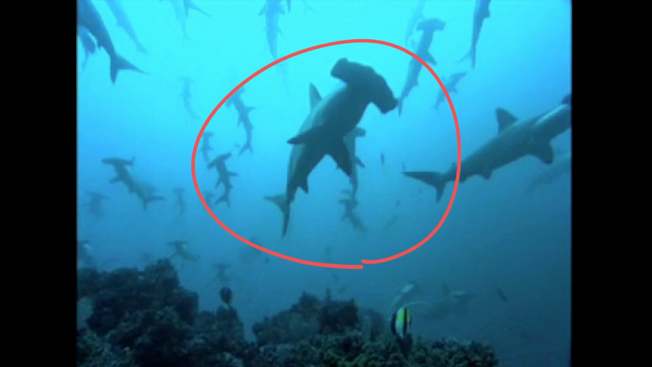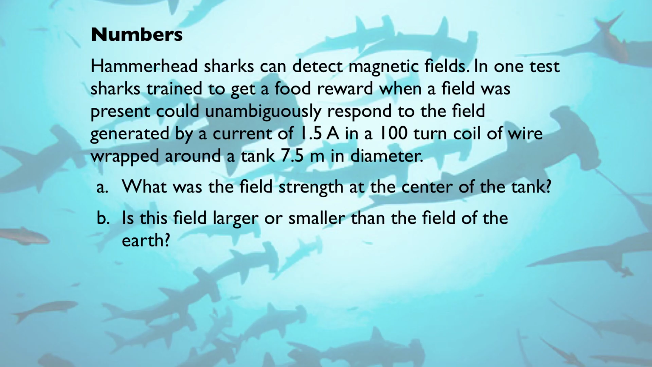If you want to prove that sharks can navigate using the Earth's magnetic field, you have to prove they can, in fact, detect magnetic fields. And how do you do that? An investigator took hammerhead sharks and put them in a tank, and the sharks were trained that they would get a food reward when a field was present. And the field was generated by a current of 1.5 amps in a 100-turn coil of wire that was wrapped around a tank that was 7.5 meters in diameter.